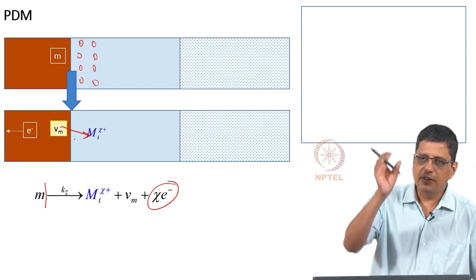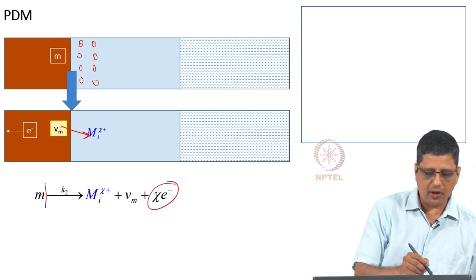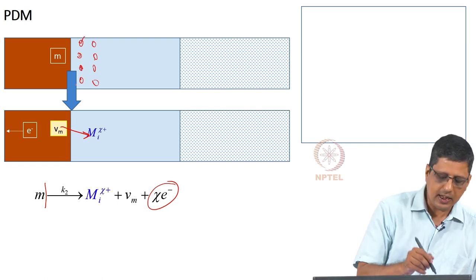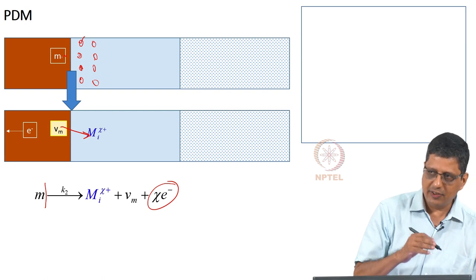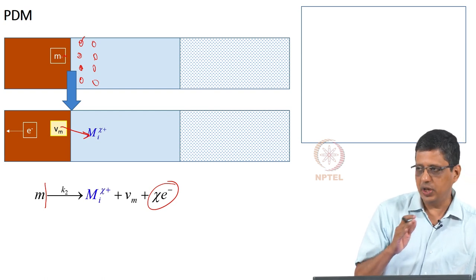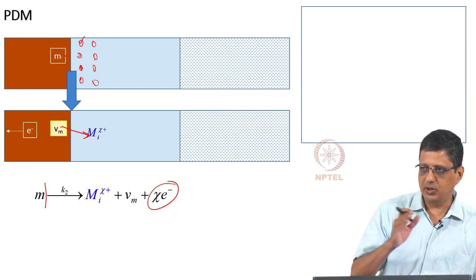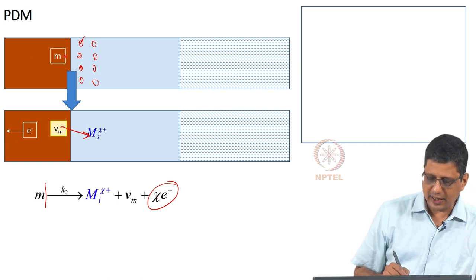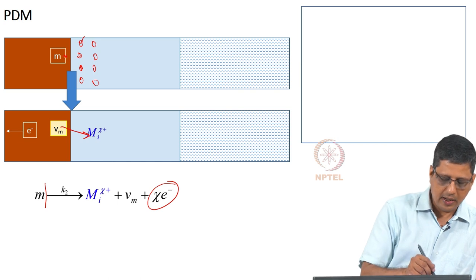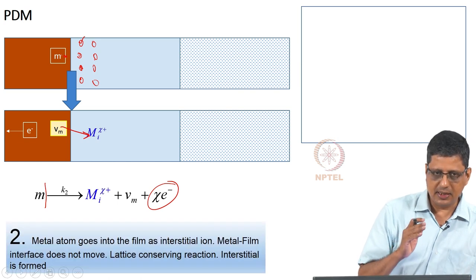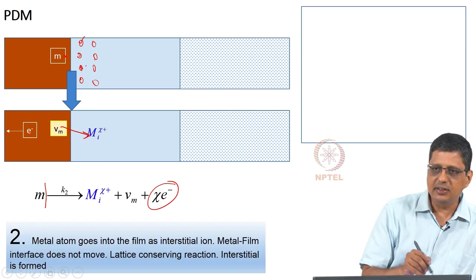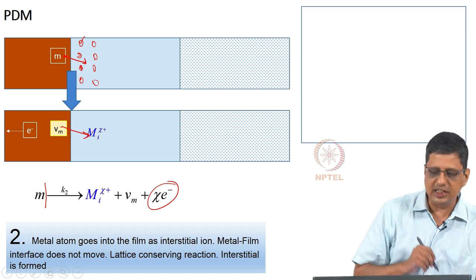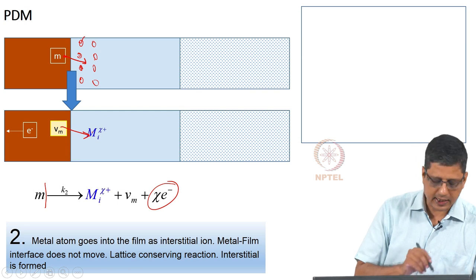A cation can form if there are no vacancies right next to this. Even if all these sites are filled with cation and anion with no vacancy, it is still possible, when I make this electrode anodic, for the metal to lose n number of electrons, or psi number of electrons, and become metal psi plus. If there are vacancies, naturally it will first go and fill the vacancy. If there are no vacancies, it can go as an interstitial. That is the second step.